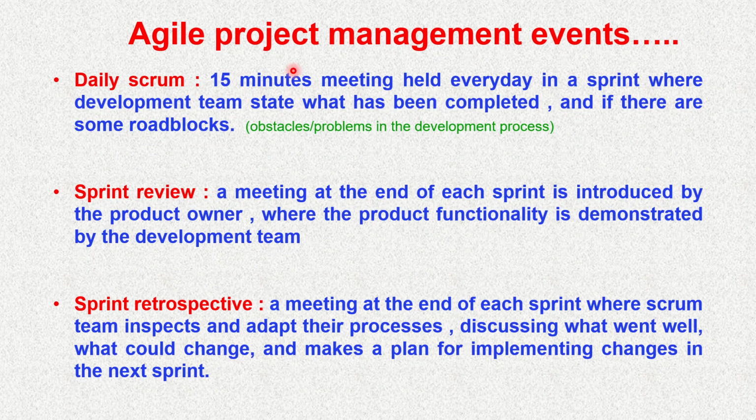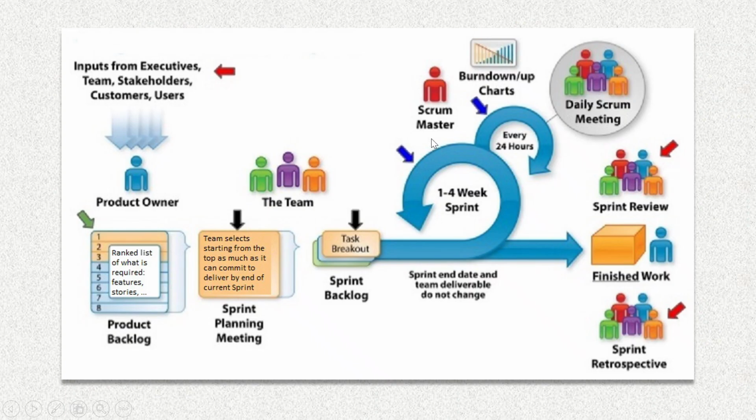Daily Scrum is a 15-minute meeting held every day in a sprint where the development team states what has been completed, and whether there are any roadblocks or problems in the process of development. So we need to know what is going on. That's why we have a meeting every day. That is called the Scrum meeting.